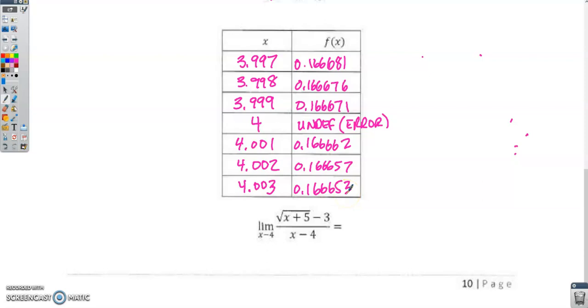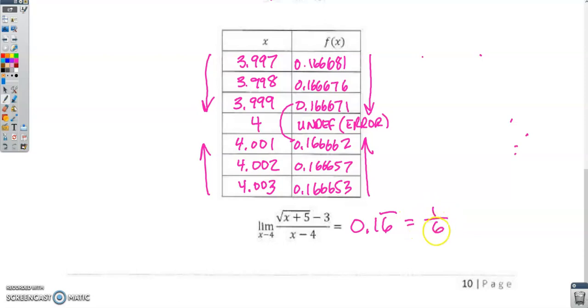Okay, now what we're looking for in this table is, as these x values get closer and closer to 4, what happens with the function values? What are they getting closer and closer to? If you can imagine a number in between these last two values that follows the same pace, it's probably going to be about 0.1666666. It looks like it's approaching 0.16 repeating to me. So I'm going to estimate that the limit of this is about 1/6, or 0.16 repeating. And that's our first example.